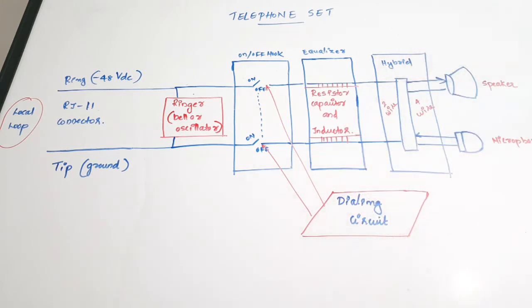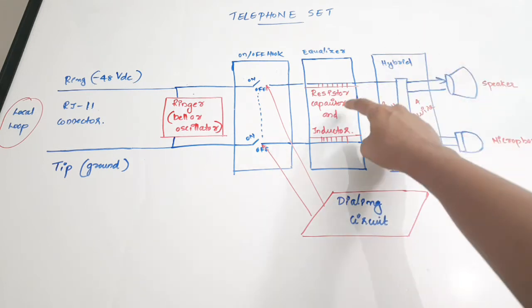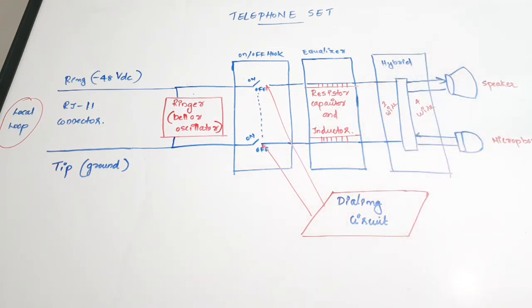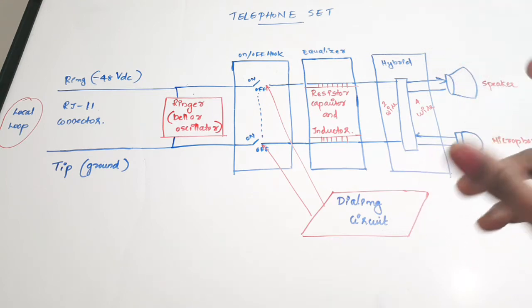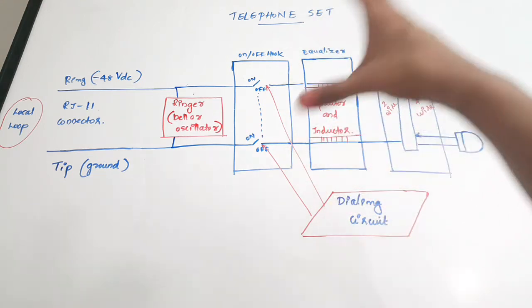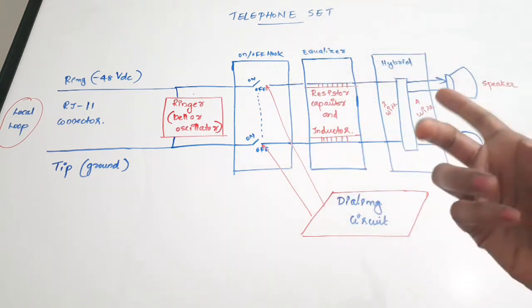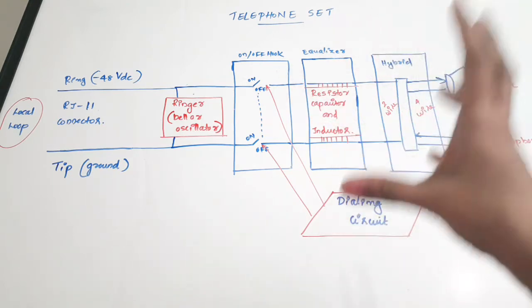Next is the equalizer. The equalizer is actually a combination of passive components like you can see: resistor, capacitor and inductor. It is used to regulate the amplitude and frequency response of voice signals. In order to regulate the amplitude and voice with the help of the passive components, we use an equalizer. As its name indicates, it is an equalizing type of block.